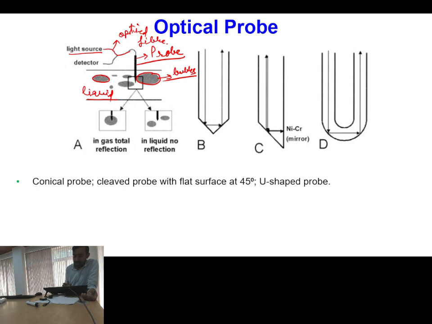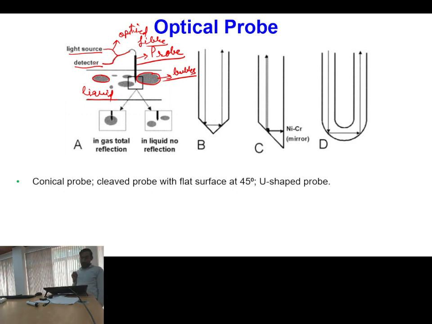This light source is connected through the optical fiber to the sensing element, and once the light is reflected from the sensing element, it comes back through the same fiber. The other end of the fiber is connected to a detector, which records the reflected intensity of the light.